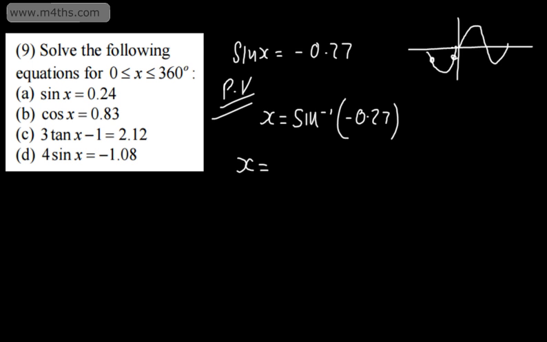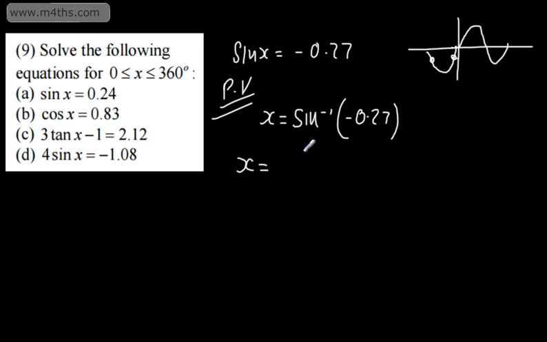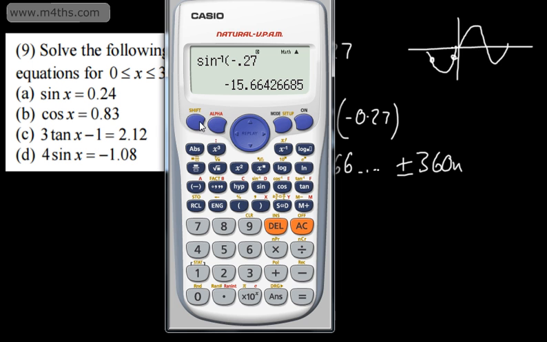So what I'm going to do now is take the inverse sine, shift sine, inverse sine of 0.27. That is going to give me negative 15.66 plus or minus multiples of 360. Okay, I'm going to store this as A and just write above it I've stored it as A. Easy enough with this one, don't need to do it, but later on you'll see how beneficial this can be.